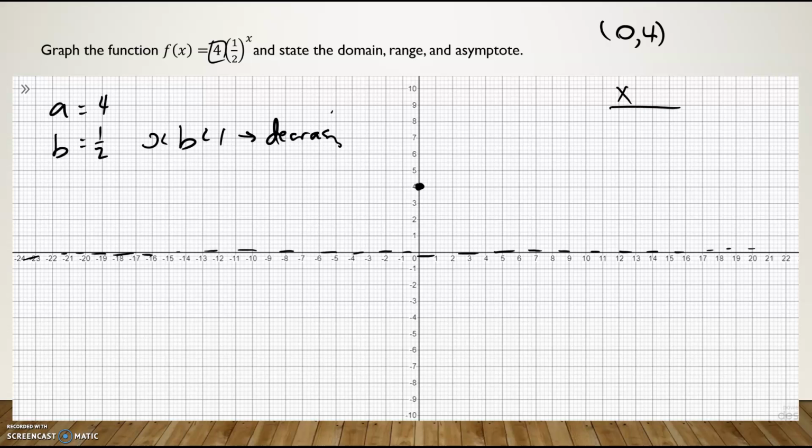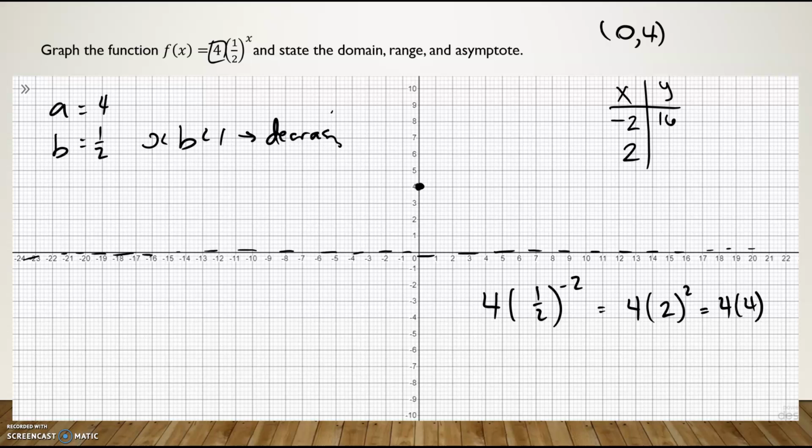So say we got x and y. So I'll do a couple more points. And let's see, let's choose our x values. We'll do a negative 2 and a positive 2. So I need to plug those in. So 4 times 1/2 raised to a negative 2. That is 4 times 2 raised to 2. So 4 times 4, or 16.